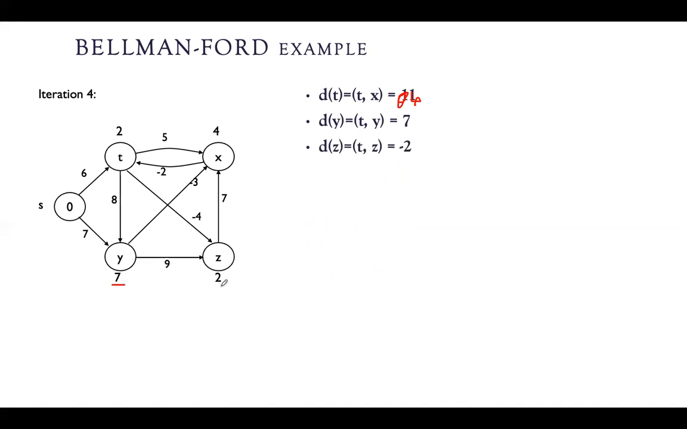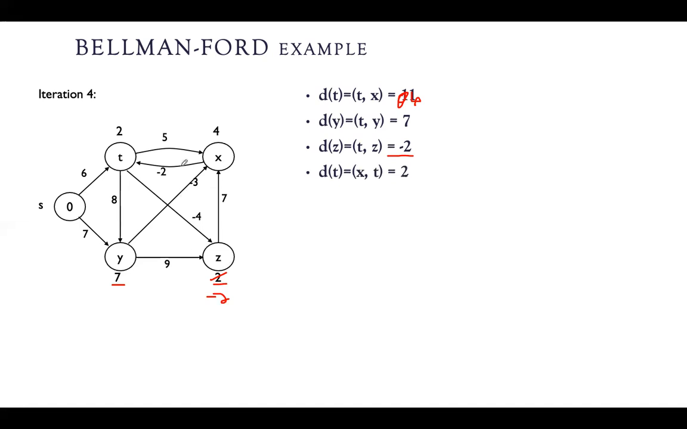T to z. Okay, t to z, the distance of z is 2. But the new distance is 2 minus 4, which is minus 2. So this distance will be updated to -2. Okay, this is updated to -2.